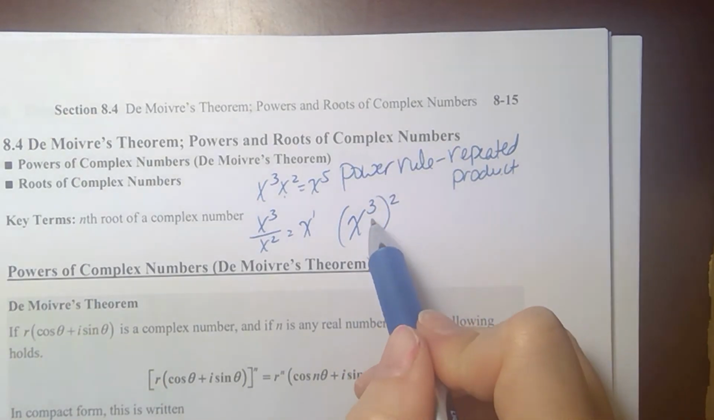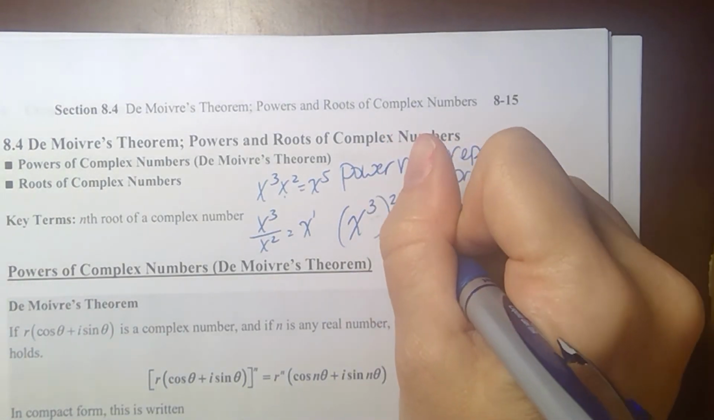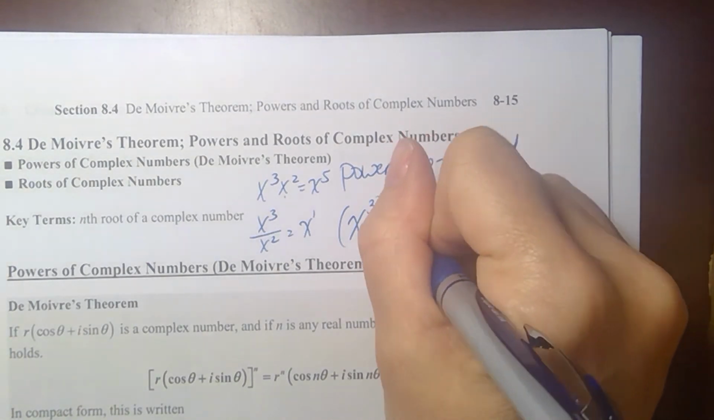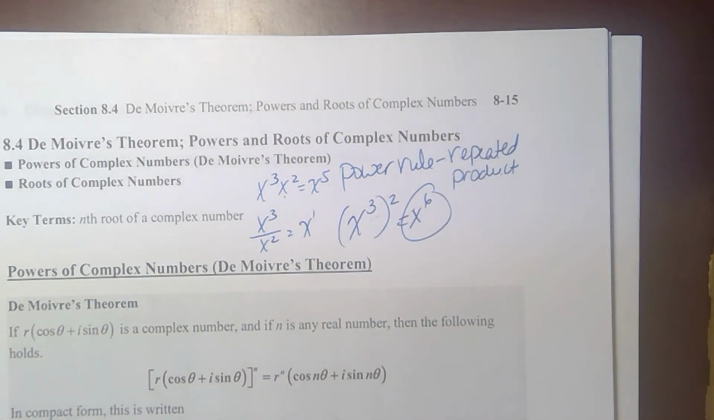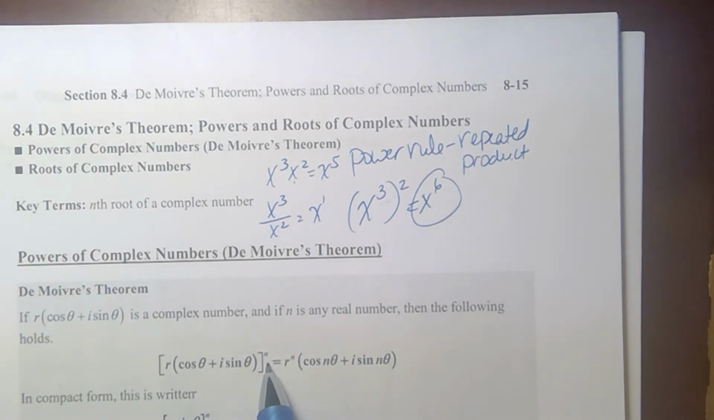Well, this is where my power rule for exponents comes in, and I end up multiplying those exponents so that I get x to the sixth. Well, what about my power rule for complex trig form? That's where I get de Moivre's theorem. So what I'm being asked to do here is raise this complex trig form to a power. So like I might have 5 CIS 50 cubed, or to the fourth power.